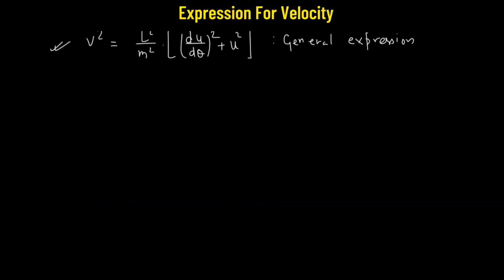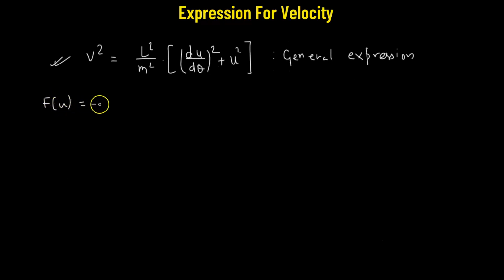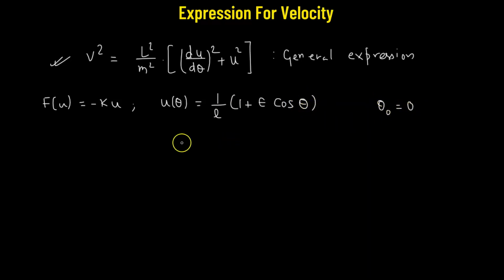We're talking about the inverse square law. So for our inverse square law, what we have is f of u equals negative ku, and here we have considered the equation of the orbit, which is u of theta is given by 1 over L times 1 plus epsilon cosine of theta. Here again we have considered theta 0 equal to 0. Fine. Now we'll try to find an expression for the velocity for this inverse square law motion, that means for that particular case.